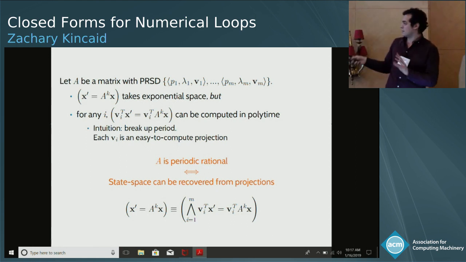So yeah, this is it. This is a polytime computable closed form representation for matrices that satisfy this condition.